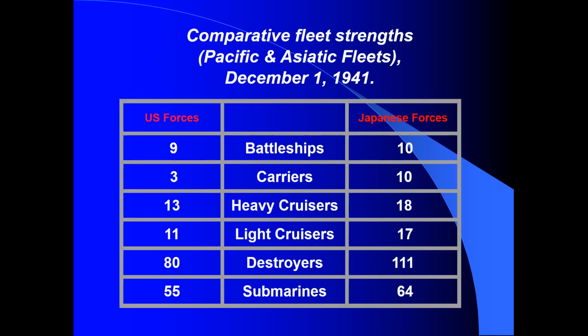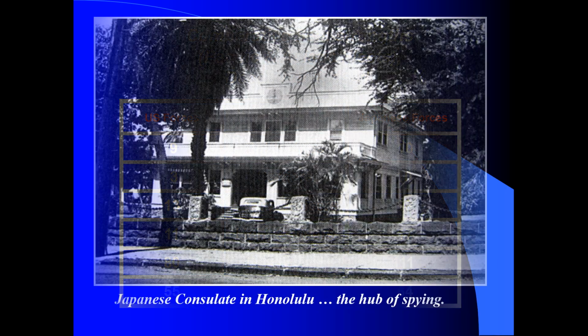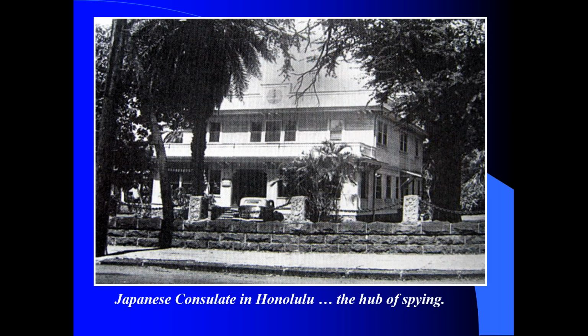As you can see from this chart, in the Pacific and Asiatic territory, Japan's Navy outnumbered the United States fleet, especially in the number of aircraft carriers. Pictured here is a Japanese consulate building in Honolulu, which was suspected of being the central location of Japan's spy ring.